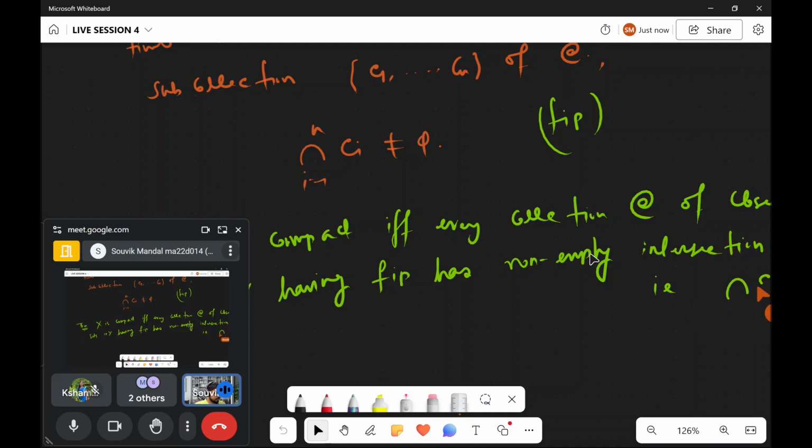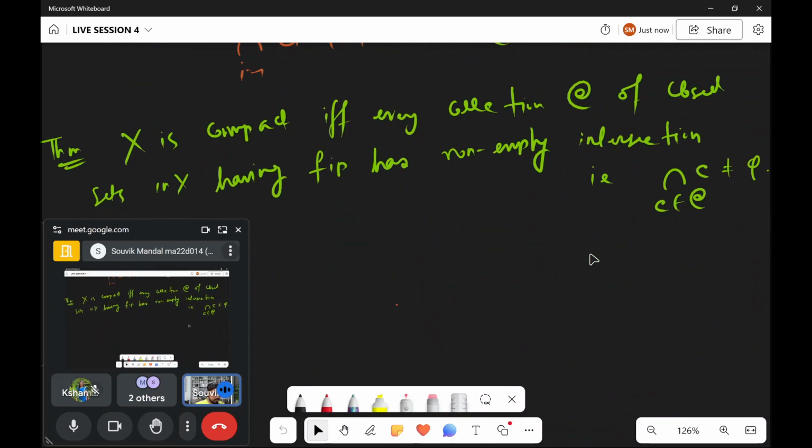That is intersection C. C belongs to C. This is non-empty. Okay. So now, what does this statement tell? This tells that X is compact if and only if you choose any collection C of closed subsets of X such that the collection has the finite intersection property, then if you take the arbitrary intersection of all elements of C, the intersection will be non-empty. So this is what this question tells.